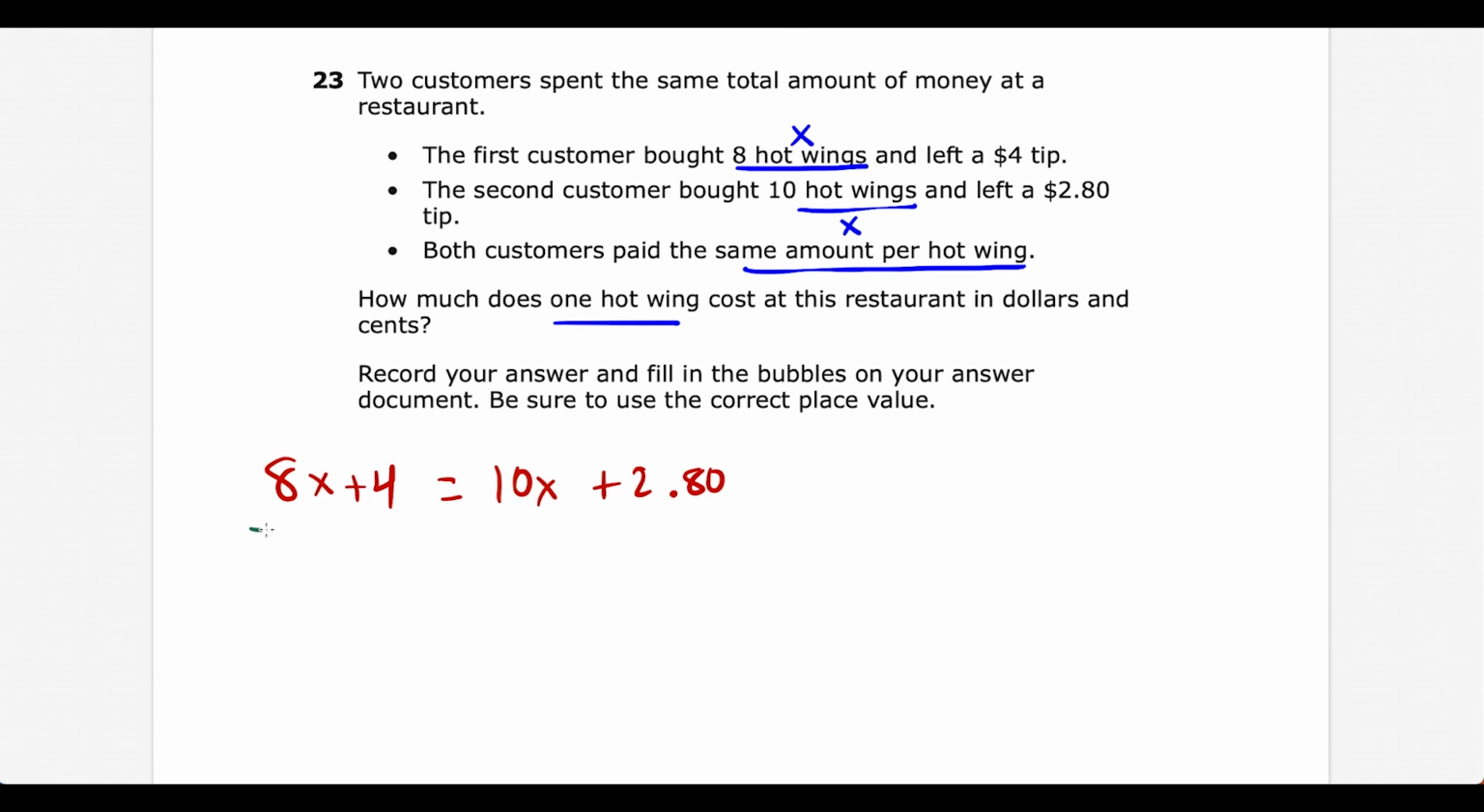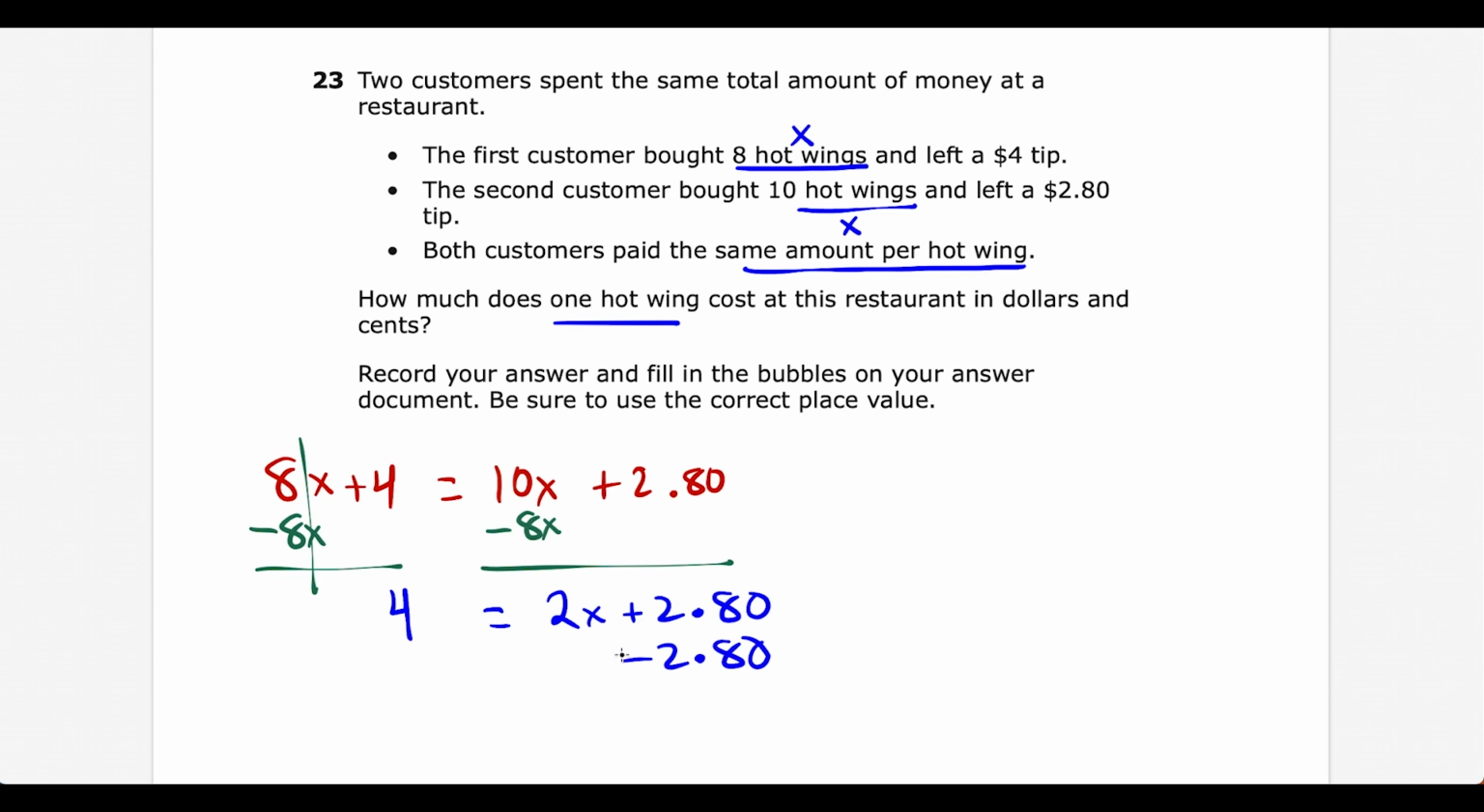We're going to subtract 8X on both sides to get the X's all on one side of the equation like this. The 8X minus 8X is going to cancel. Then in the next line, we're going to have 4 equals, and I'll leave a little space, 4 equals 2X plus 280. And now we're going to subtract 280 on both sides. We could use a calculator for this, but why not just practice doing some long subtraction here?